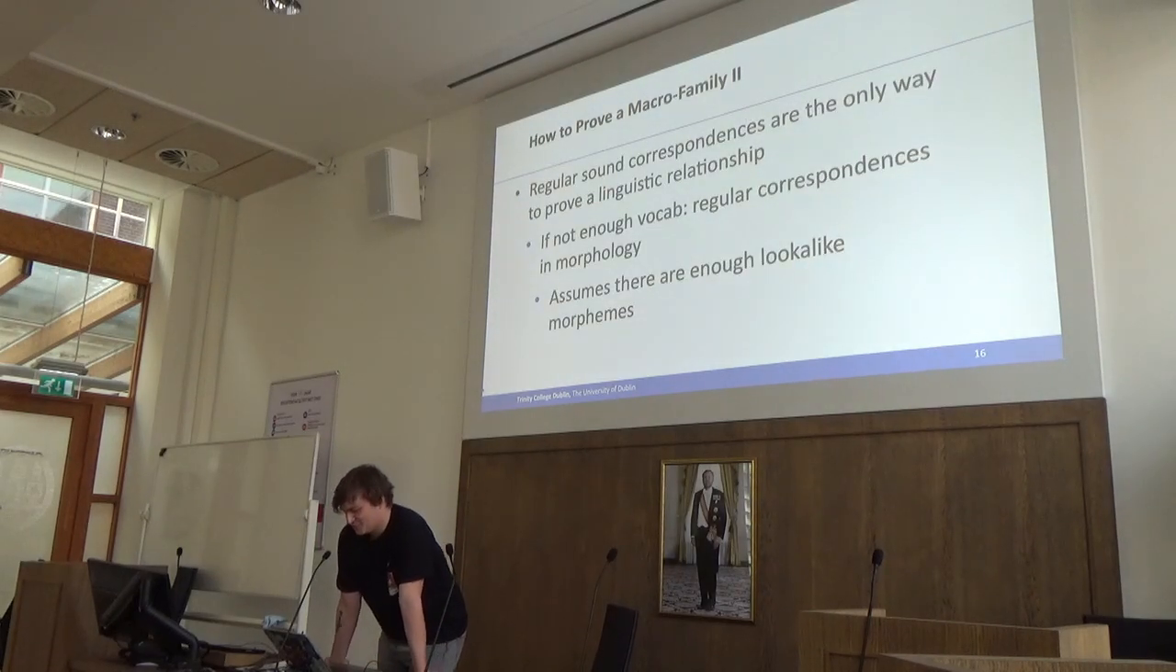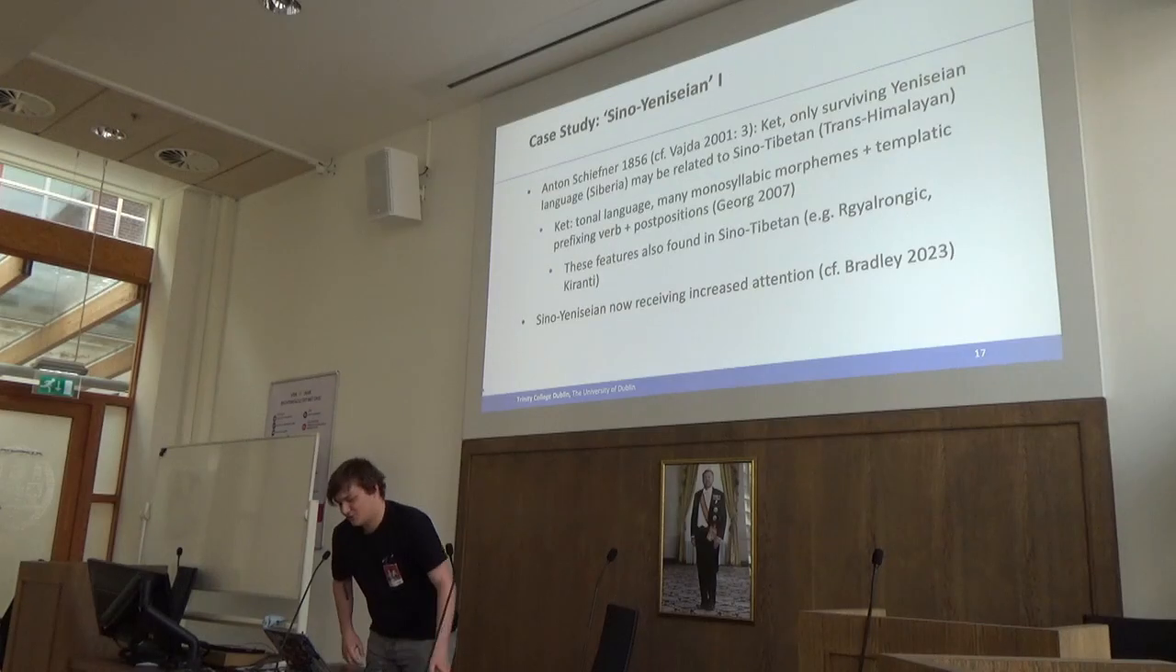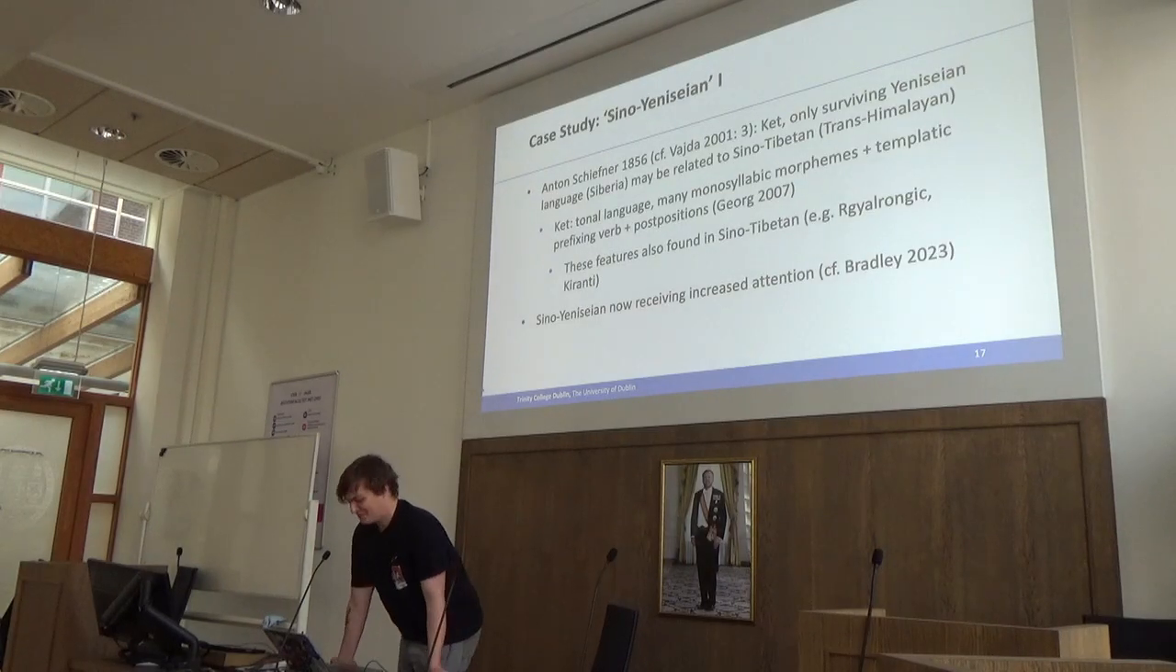So the best way to do it is just to find regular sound correspondences. But you need to have enough vocabulary, and if you don't, you need to find regular sound correspondences in morphemes. But this also assumes there are enough local-like morphemes. So we're going to look at a case study now. We're going to look at Sino-Tibetan, or whatever you want to call it.